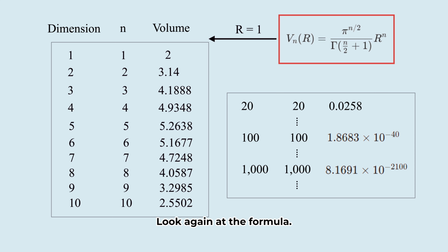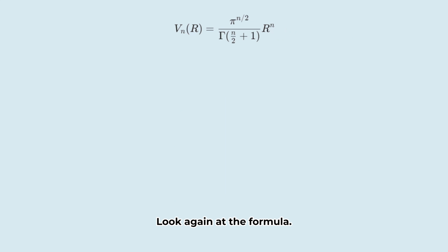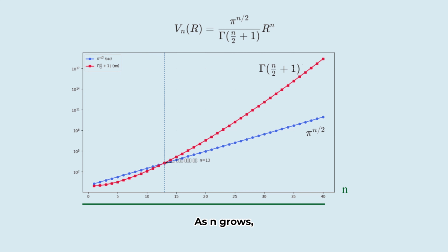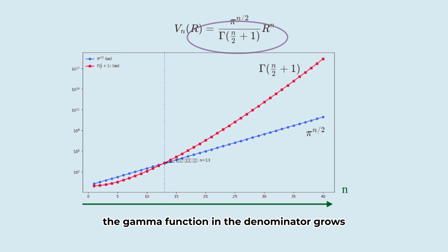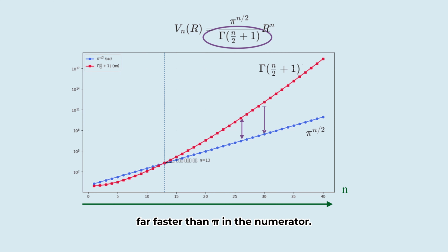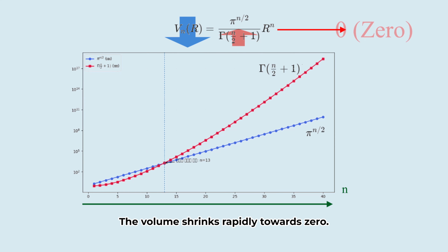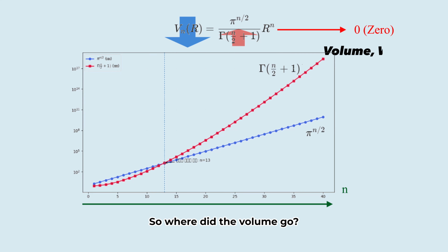Look again at the formula. As n grows, the gamma function in the denominator grows far faster than pi in the numerator. The denominator explodes. The fraction collapses. The volume shrinks rapidly towards zero. So where did the volume go? It didn't disappear. It moved somewhere.